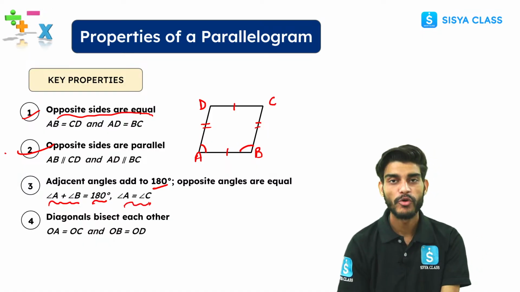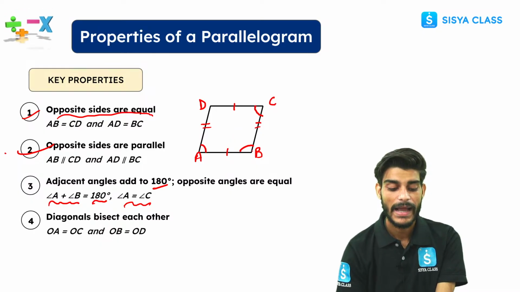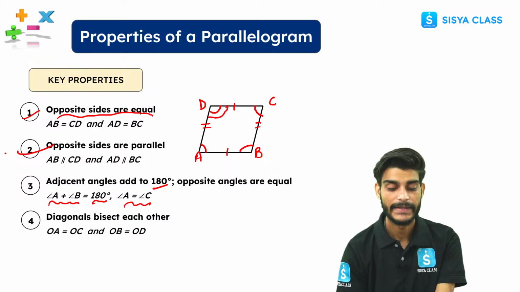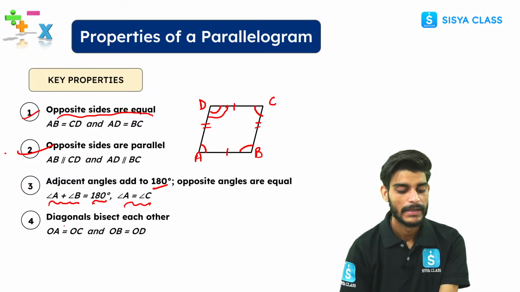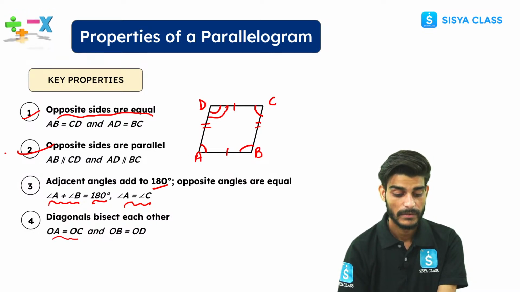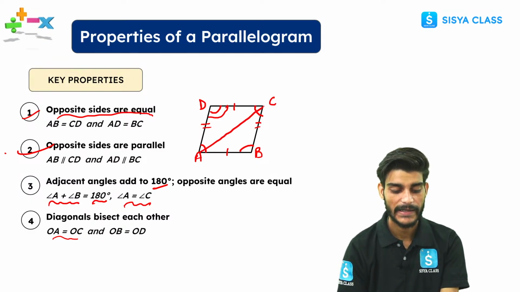Next, the opposite angles are equal here. Like here, angle A equals angle C, angle B equals angle D in a parallelogram. Next, the diagonals bisect each other, meaning OA equals OC. What is OA here? Basically it's talking about the diagonals, right?